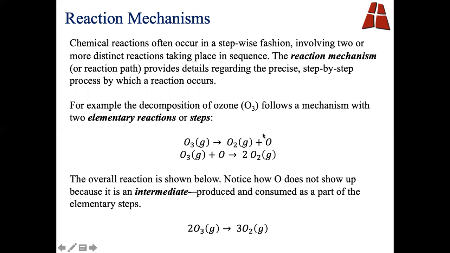Also, this O that's formed, the pure atom oxygen, appears first as a product and then as a reactant. And so because of that, we call it an intermediate. It's not counted in our overall reaction because it is both produced and consumed as part of our elementary steps. Okay, and that's again what we define as an intermediate.